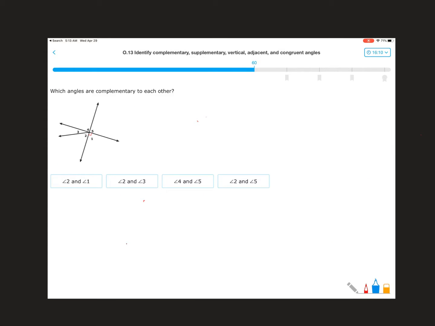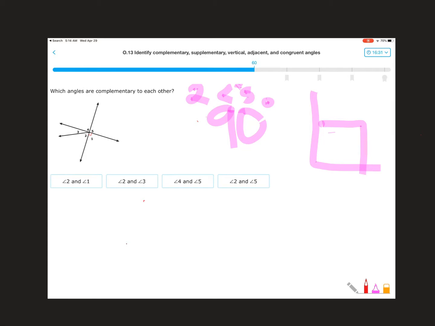Remember, fast forward to the area that you need help. All right, which angles are complementary, adding up to 90 degrees? So we need to find two angles that add up to 90. All right, let's go. We've got to make that little right angle box, right? So angle 2 and angle 1. Look at angle 1. It's already 90 degrees. You can't combine, right?